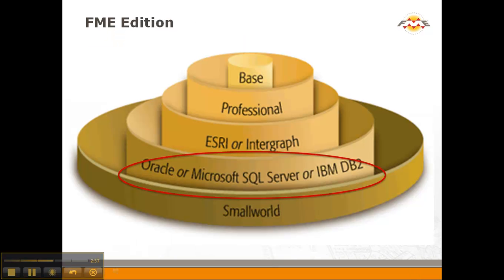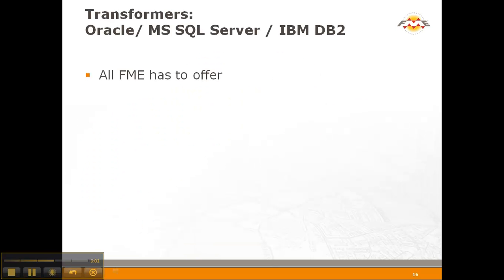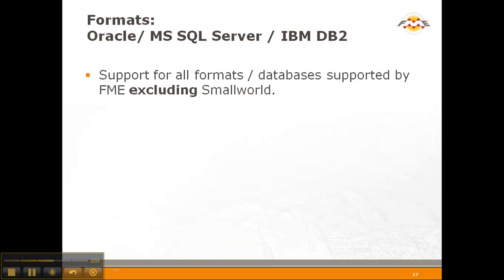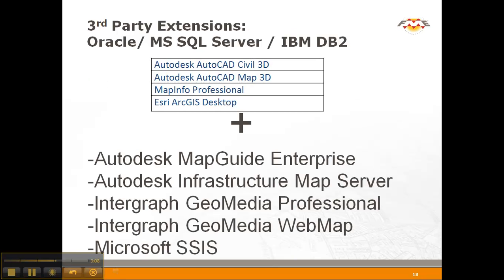The next tier has 3 product names. Again, they are all the same. And again, they have all the transformers. And at this level, you have all the formats and databases supported within FME, except for Smallworld. Further, at this tier, we add an additional 5 third-party extensions, including the Microsoft SSIS extension.